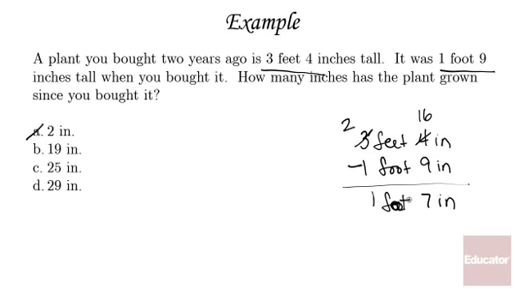But my answer does not say anything about feet. So let's change this 1 foot. It's 12 inches plus 7 inches, and that's 19 inches. So my correct answer is B. So although I was only able to cross out 2 inches right away, it still helped my chances.